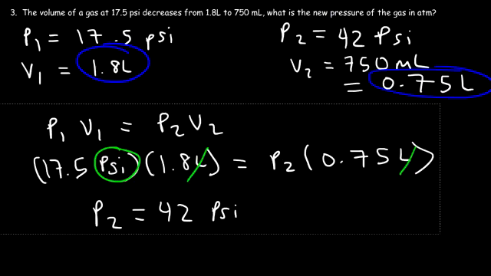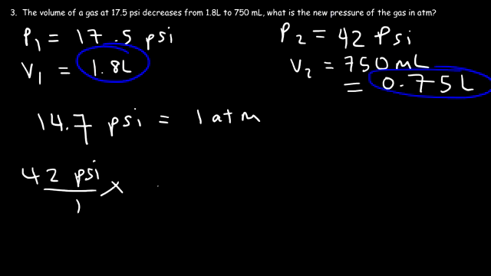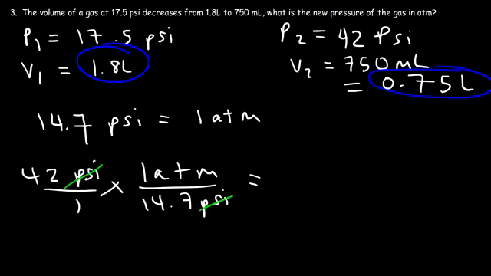So what is the conversion factor from psi to ATM? 14.7 psi is equal to 1 ATM. That's the conversion factor that we need to use. So starting with 42 psi, we can say 1 ATM is equivalent to 14.7 psi. And we need to write it in such a way that the unit psi will cancel. So it's just 42 divided by 14.7. So the new pressure is about 2.86 ATM. And so that's the answer.